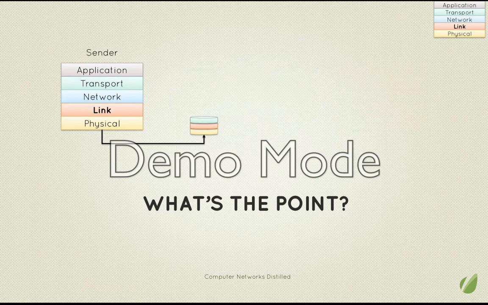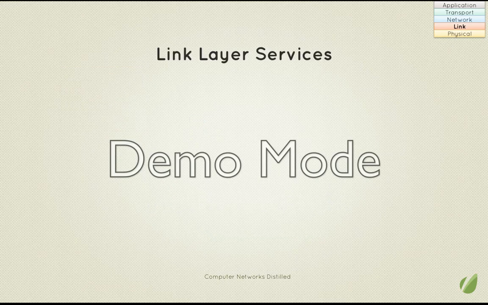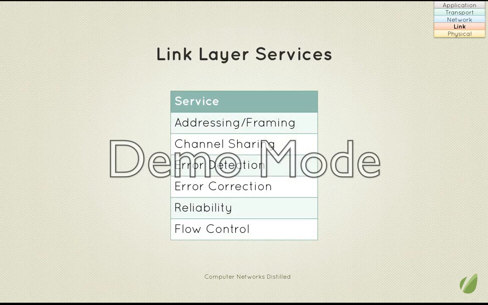In that case, we might just then concentrate on this first link. How do we get from the link layer of the sender to the first receiver? What's the point of the link layer? It's about transferring data between adjacent hosts. Link layer protocols provide several services. This list shows a few of the most important ones.